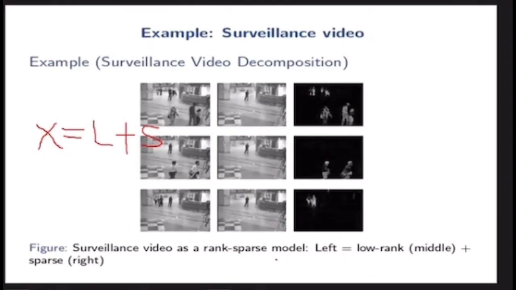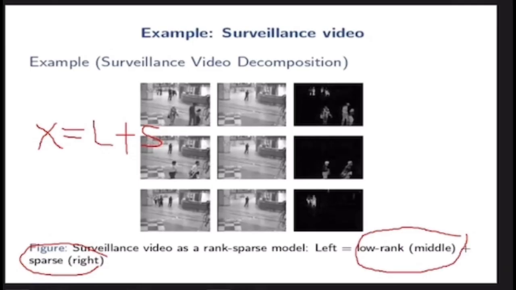Now I need you to see this. You see what I wrote? Low rank plus sparse. Low rank plus sparse. Which means the original image, we want to break it down into two matrices. One is going to represent low rank. The second one is going to represent sparse. Adding them together will give us the original X. Now I'm going to use an example in surveillance video.